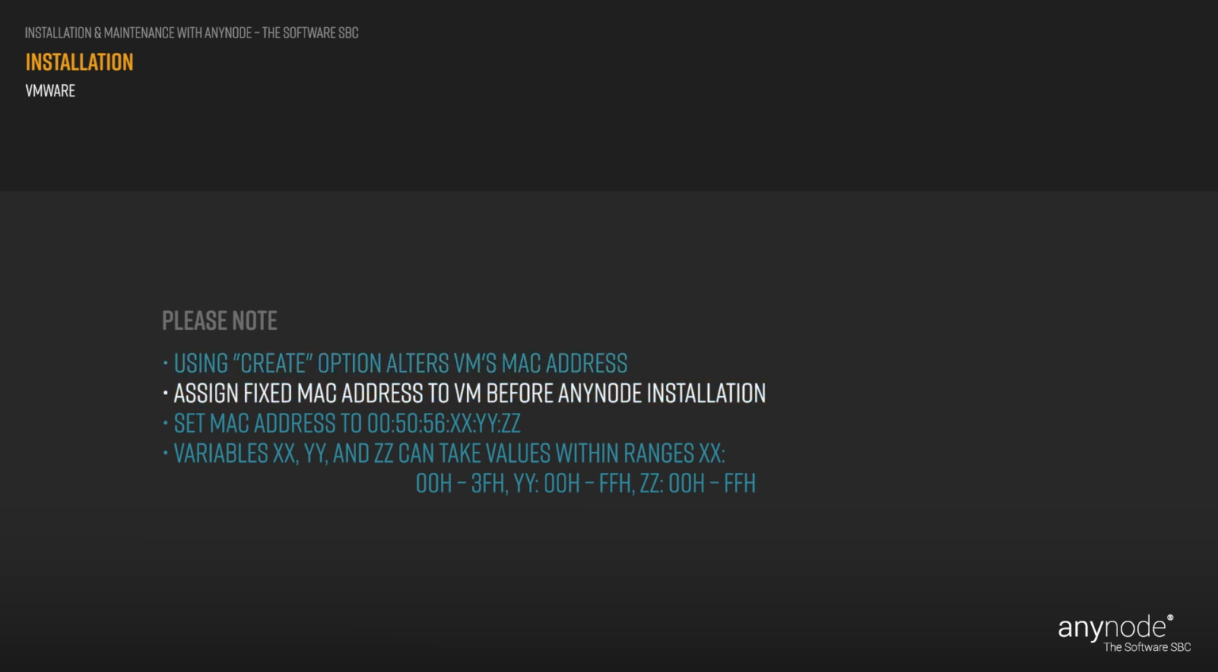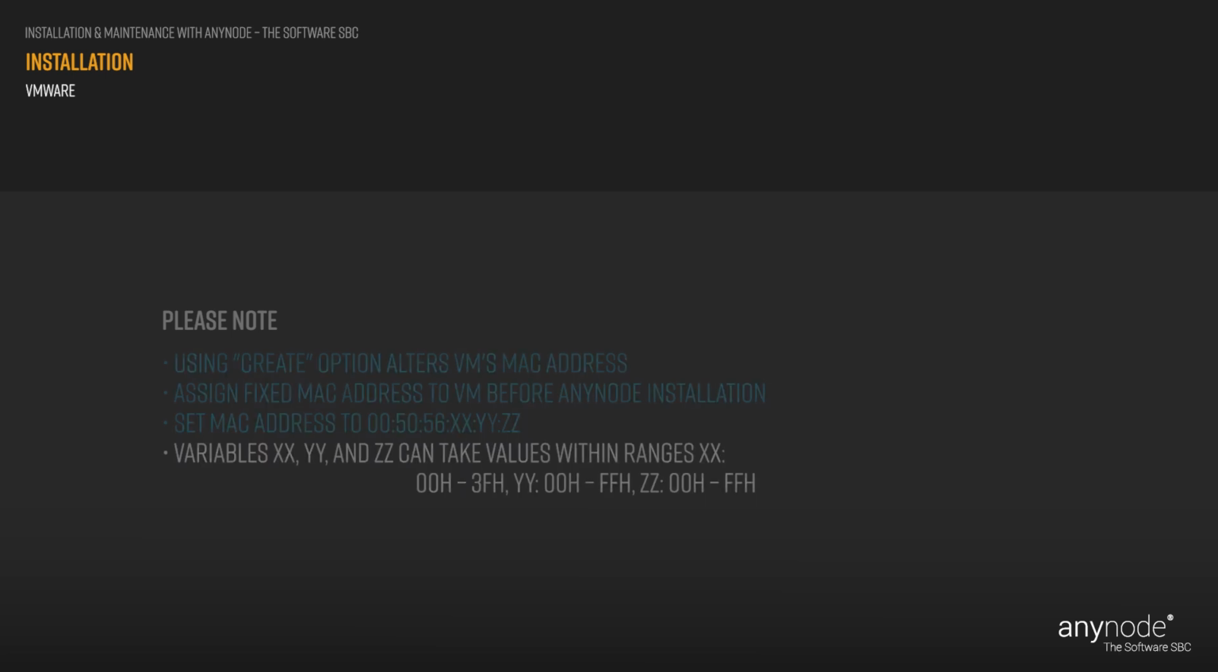To proactively prevent such issues, it is recommended to assign a fixed MAC address to the virtual machine before anynode installation. Set the MAC address to 00:50:56:XX:YY:ZZ, where the variables XX, YY, and ZZ can take values within the ranges XX: 00H to 3FH, YY: 00H to FFH, ZZ: 00H to FFH.